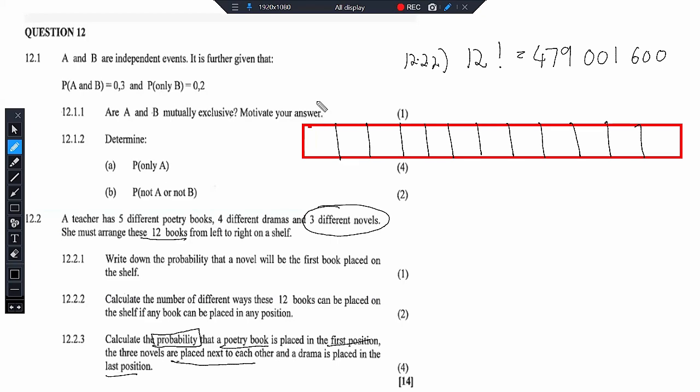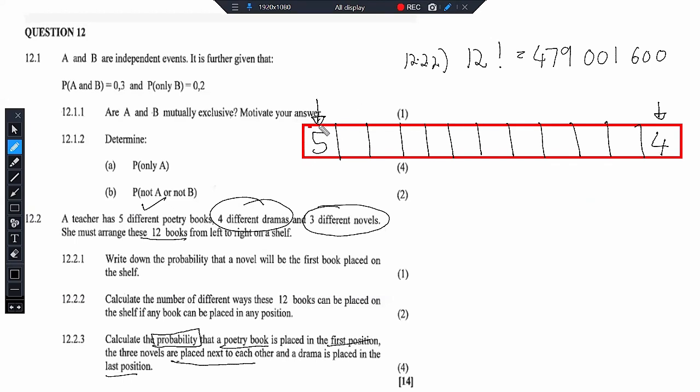Right. So in the first position here, we must have a what? A poetry book. So we have 5 different poetry books. That means we can have 5 options when it comes to the first position. In the last position, we must have a drama book. How many drama books do we have? 4 different drama books. So that means we have 4 options when it comes to the drama books.